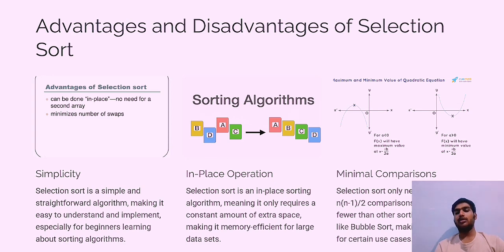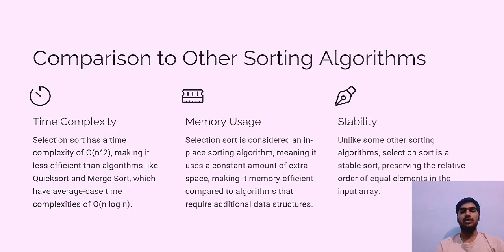Then let us come to minimal comparisons. Selection sort only needs to make fewer comparisons than other sorting algorithms like bubble sort, making it efficient for certain uses. Comparison to other sorting algorithms: time complexity, memory usage, and stability. Selection sort has a time complexity of O(n squared), because the two loops are repeated. That's why n squared has been given, making it less efficient than algorithms like quicksort and merge sort, which have an average case time complexity of n log n. Memory usage.